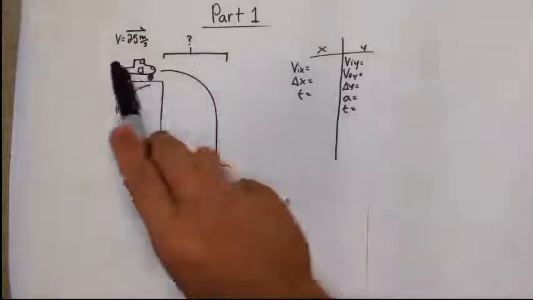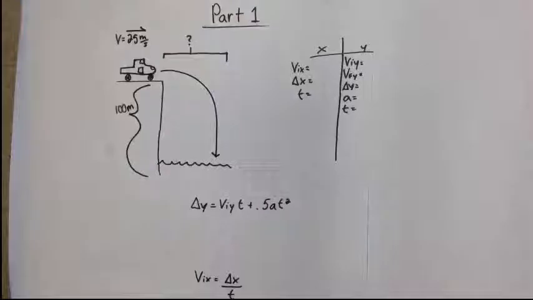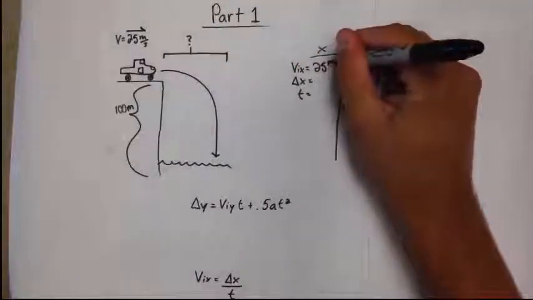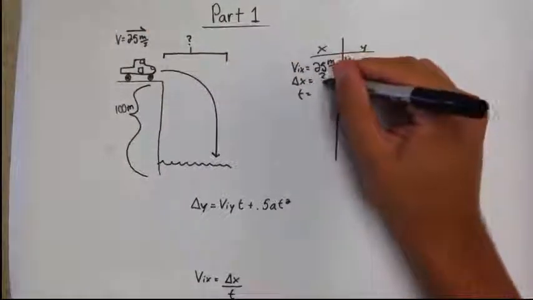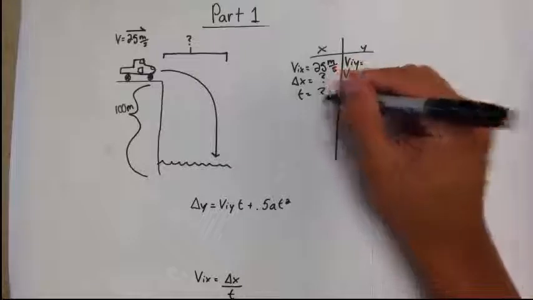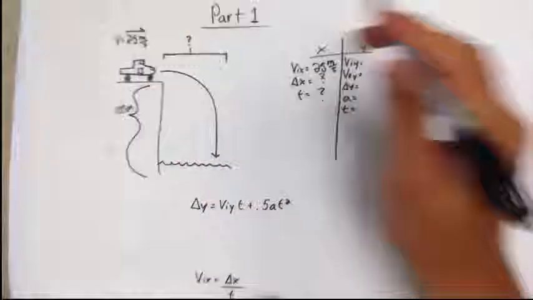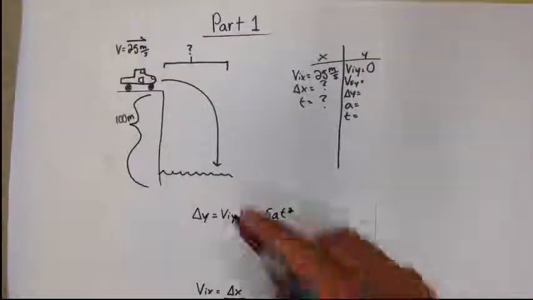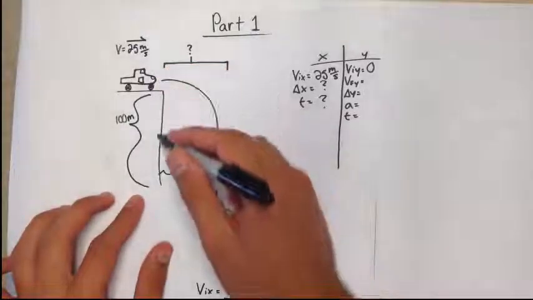We can see here that the car has a velocity in the x direction, so that is the initial x velocity. We'll fill that out here in our table. We are solving for the delta x, so we don't know that, and we don't know the time yet. In the y direction, there is no downward motion, so there's 0 for the initial y. So 0 is our initial y velocity because the car is not moving down at all.